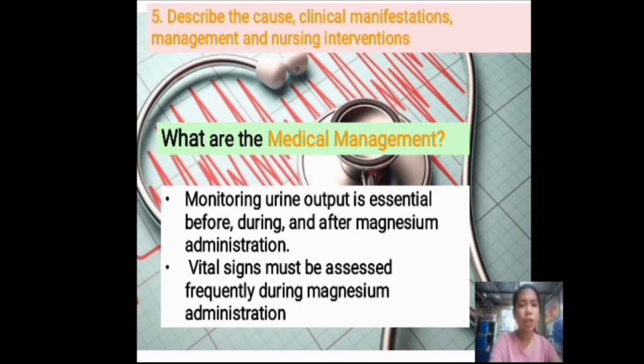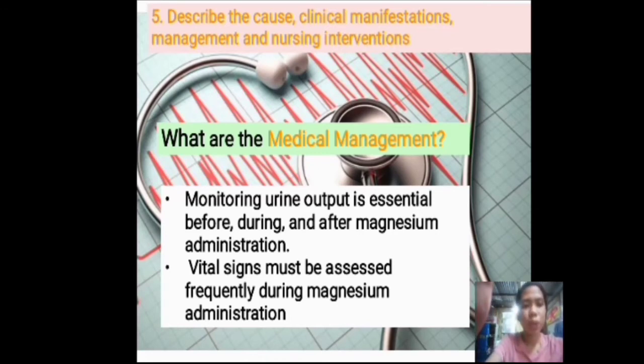Next, we need to monitor the urine output of the patient before, during, and after the magnesium administration. We need to monitor this to know the level of the serum magnesium in the patient's body. Next, we also need to monitor the vital signs of the patient.